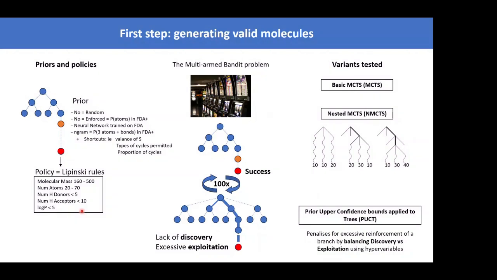But then basic Monte Carlo Tree Search suffers from a problem, which is called the multi-arm bandit problem. That term comes from people playing slot machines. Slot machines were known as one-arm bandits. Why? Because they had one arm, and the bandit because they're stealing your money, right?